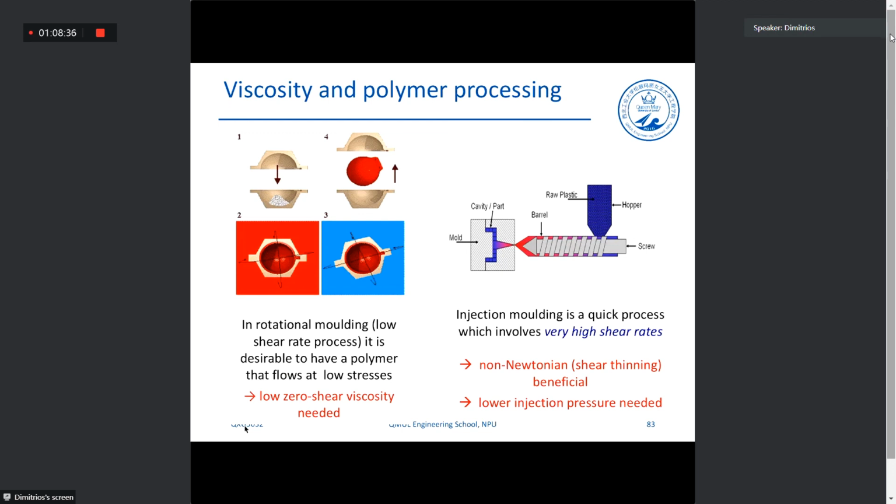Now, as I told you, viscosity is very important in terms of polymer processing techniques. And we already discussed injection molding, which involves high shear rate. So shear thinning behavior is highly beneficial because we can use lower injection pressures and we can generally process our materials much easier. While in the case of shear thickening materials, we generally benefit from shear thickening behavior in a process called rotational molding, where what we do is we melt the polymer.